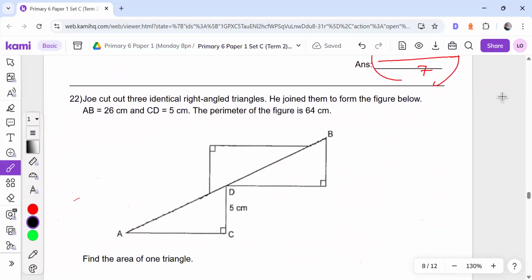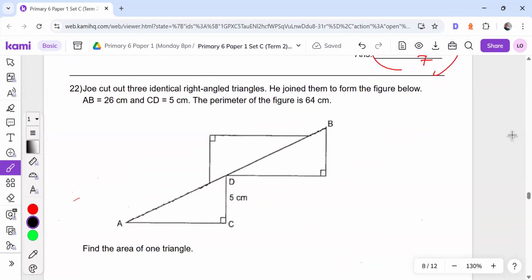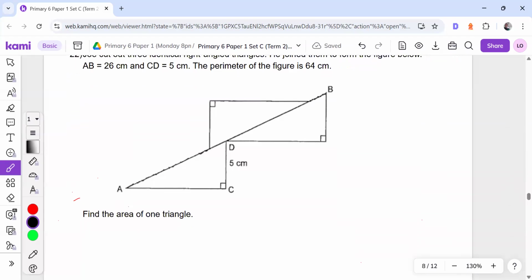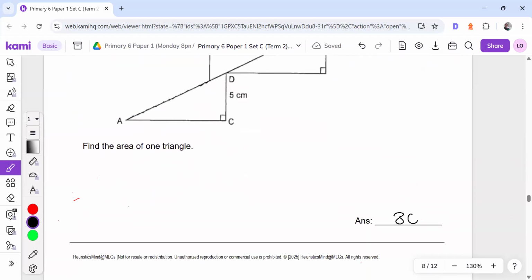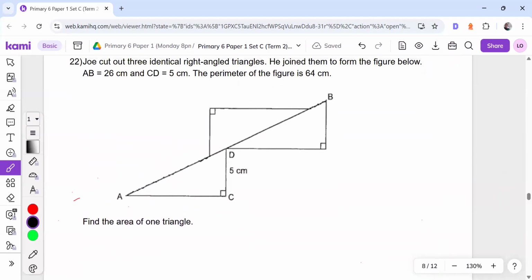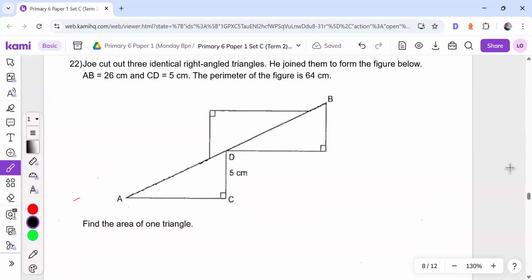Question 22, quite hard. Your paper one will always have a few hard questions, something like this. So what's the area of one triangle? 30 cm square. Okay, did anyone get the answer correct? 30 cm square? Oh, one person. Okay. So how to do this? No matter how hard the question is, there are simple steps you can try to find.